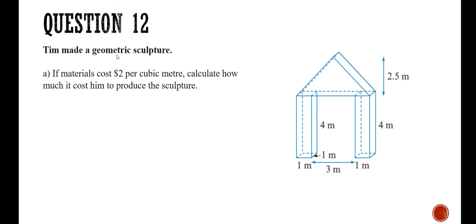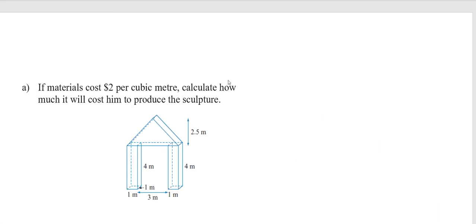Tim made a geometric sculpture, so we can see the sculpture that he's made. If materials cost $2 per cubic meter, calculate how much it will cost him to produce the sculpture. So have a go first, and please draw this as well. Before you start this question, make sure you understand what it's asking, what you have to do, and what shapes you're dealing with.